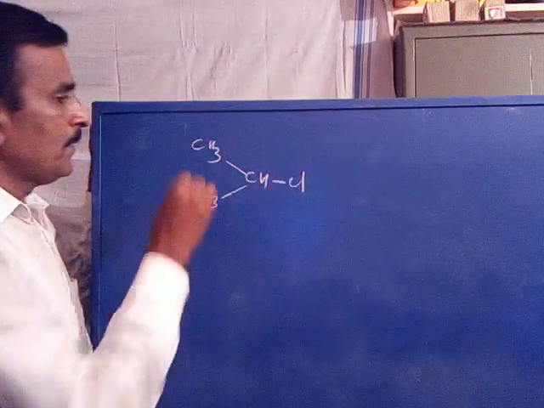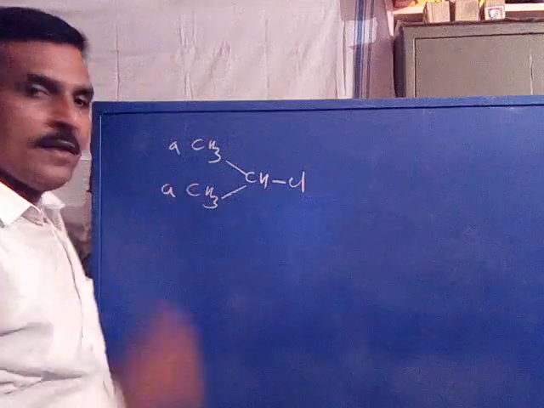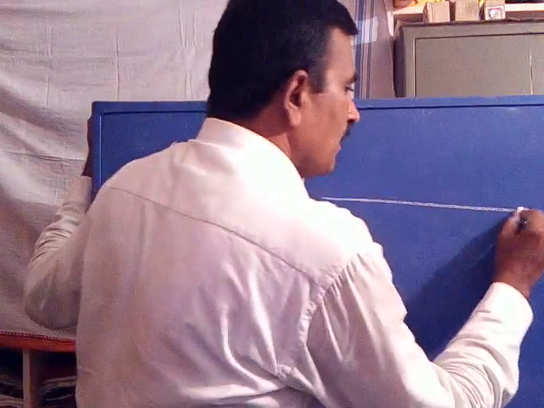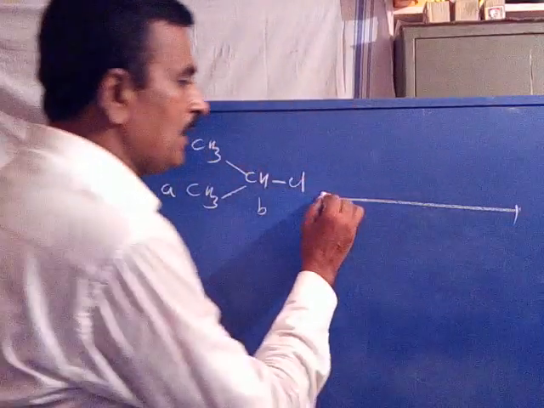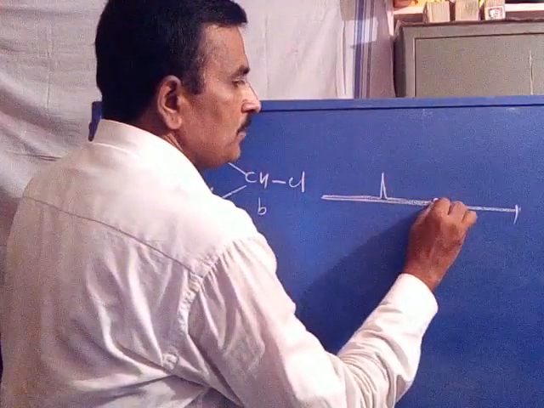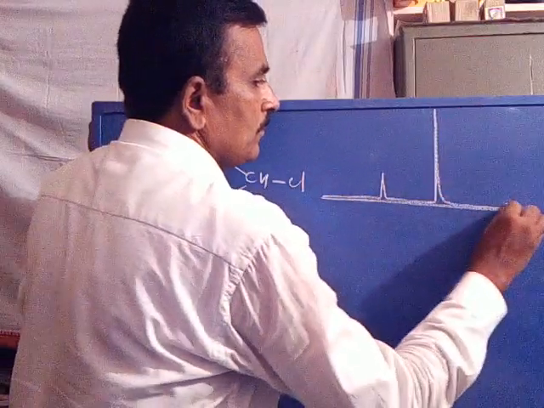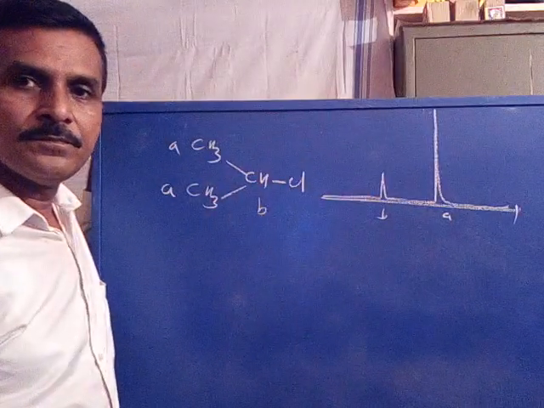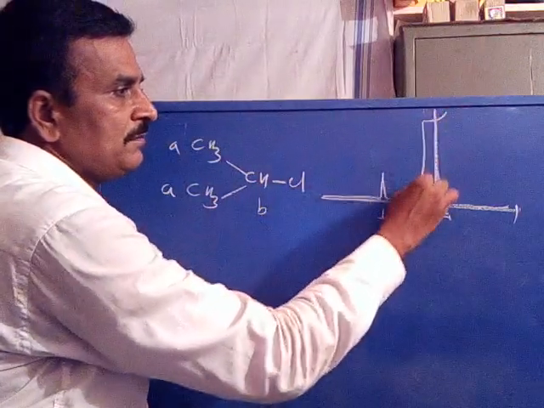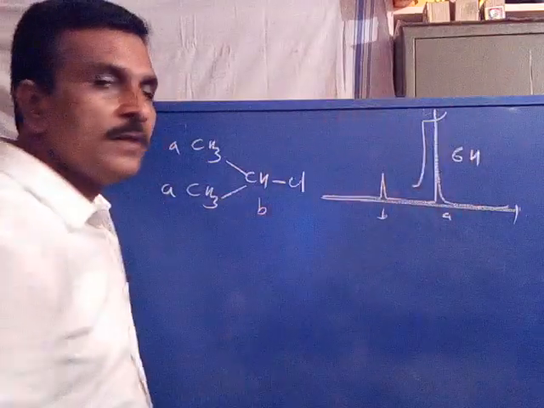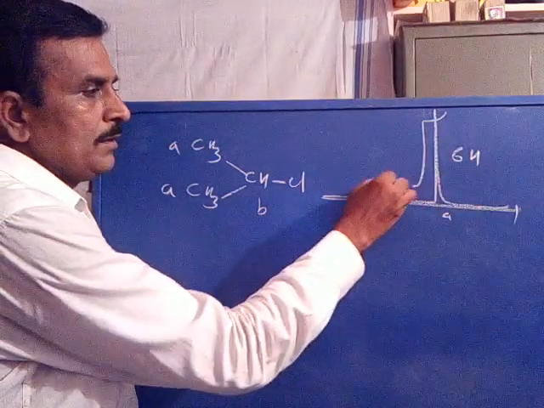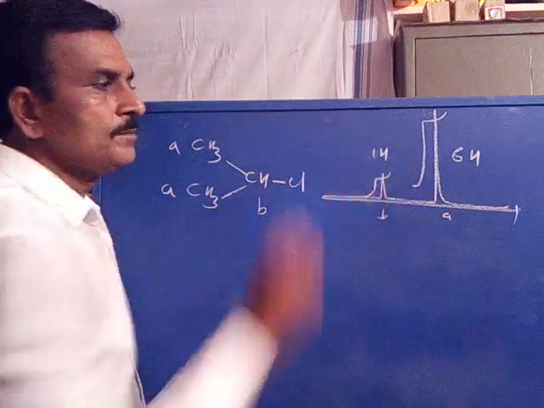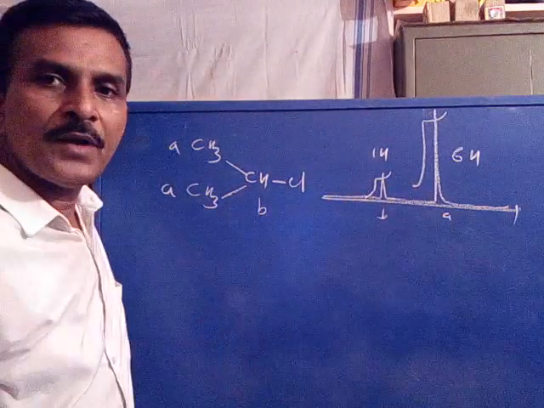Isopropyl chloride. Proton A, proton A, same sets of proton. This is proton B. Its proton NMR spectrum contains 2 signals. This is the proton NMR spectrum, A signal, B signal. By the process of integration, we can count 6 hydrogens in the A signal. We can count 1 proton in the B signal. This is the situation for proton.